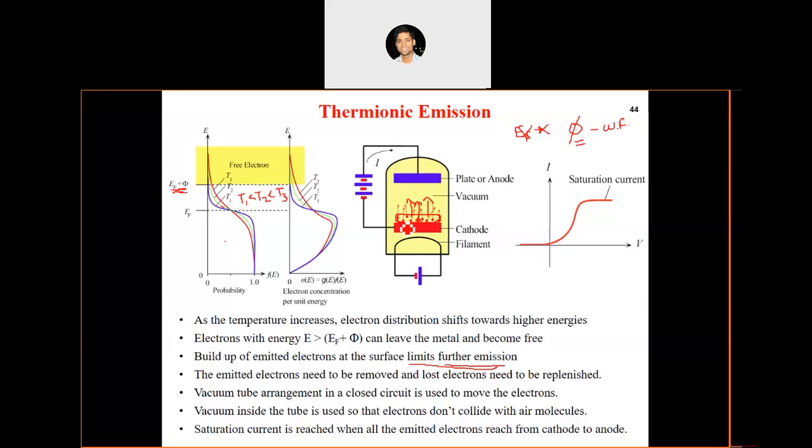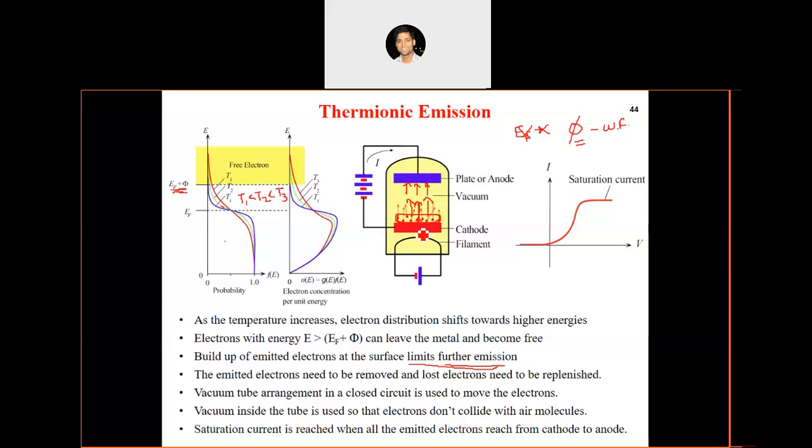So for that, what we do is we basically make a closed circuit in which we provide a voltage, basically a positive voltage at the anode, so that these electrons which are emitted from the surface of the cathode are driven away from the surface and go towards the anode material. So these electrons which are getting emitted will now start moving towards the anode because of the application of this potential field, right?